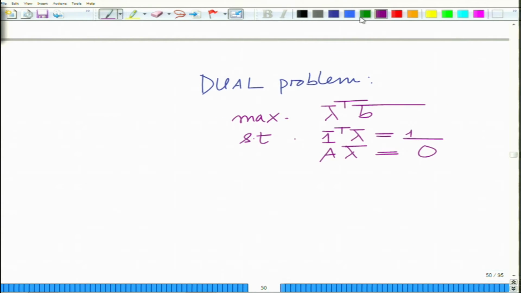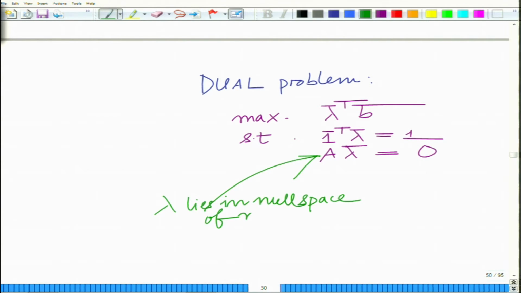Remember, this is an interesting condition. This means that lambda lies in the null space of matrix A, and further, non-negativity of the Lagrange multipliers associated with the inequality constraints, that is lambda bar greater than or equal to 0. This is the dual problem.